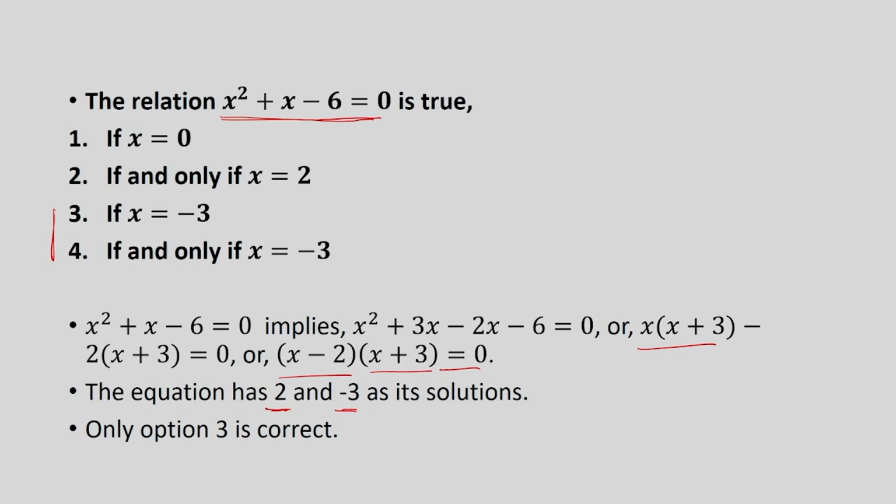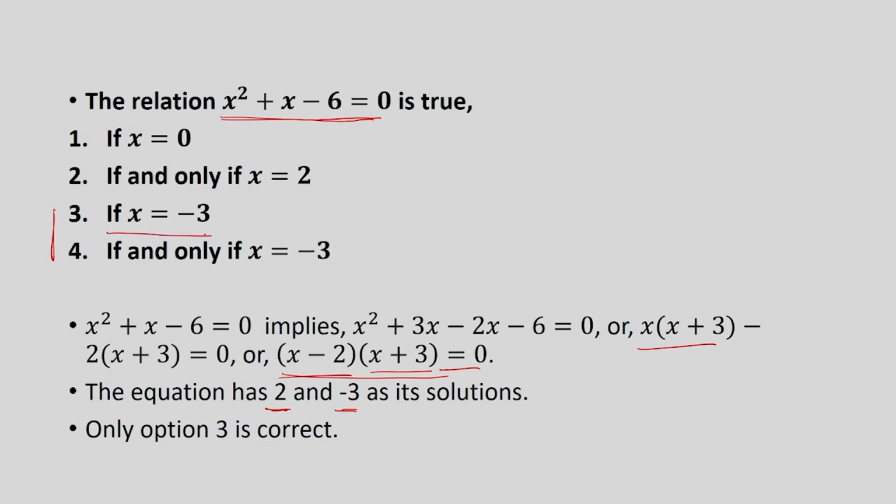Now, check if any of these options is correct. For x is equal to 0, obviously this is not going to be satisfied. If and only if x is equal to 2, no, this is also not correct, because it is true that for x is equal to 2 it is correct, but not only for x is equal to 2, it is also true for x is equal to minus 3. So, that is why the second option is not correct.